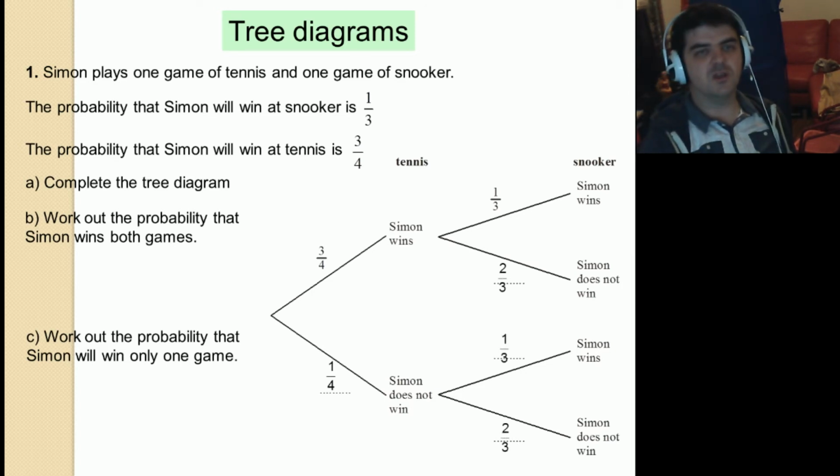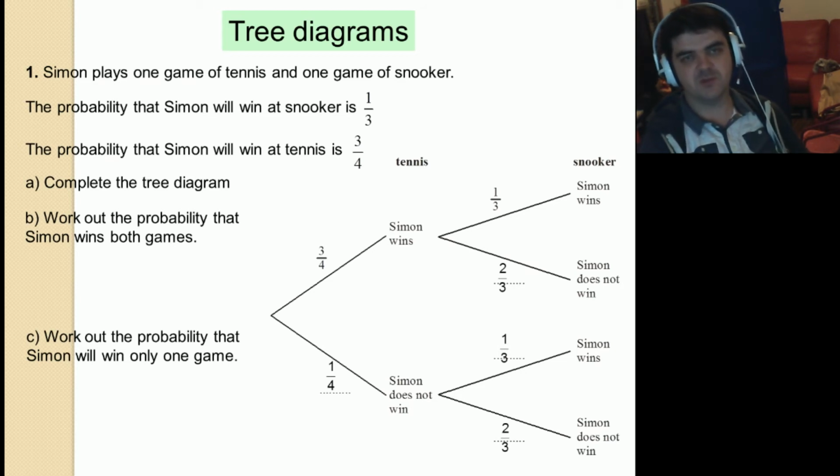So we're going to work out the probability that Simon wins both games. So he has to win tennis and win snooker, and being the operative word, so we'd have 3/4 times a third, which would be 3/12, which would simplify down to a quarter.